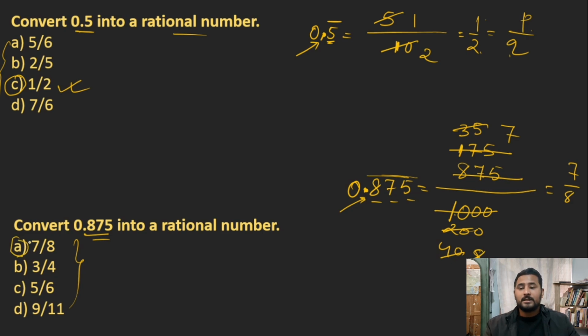I hope you have got it. See, these are terminating decimals. Can you see it ended? There is no extra thing here. So these are called terminating rational numbers.